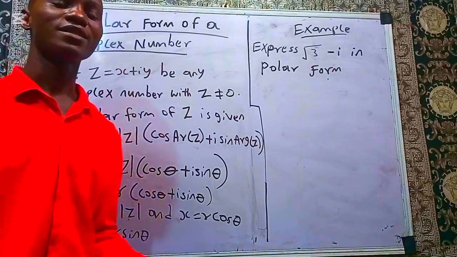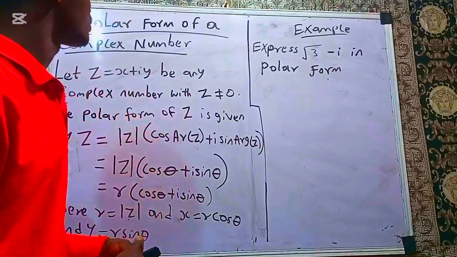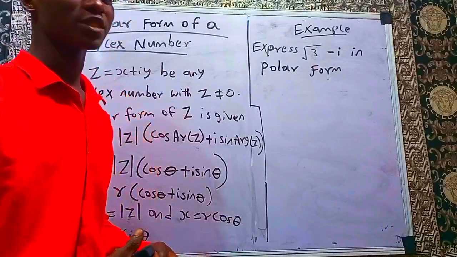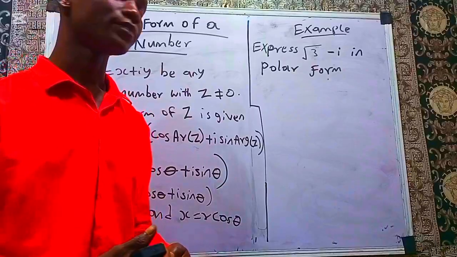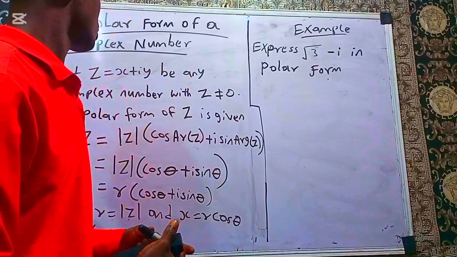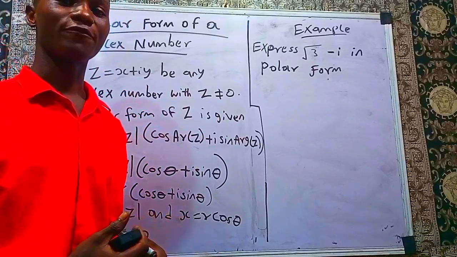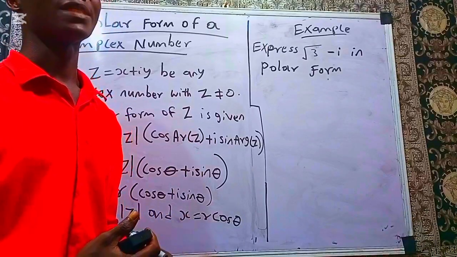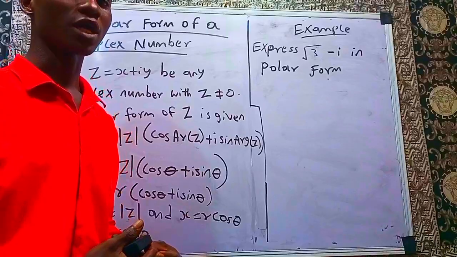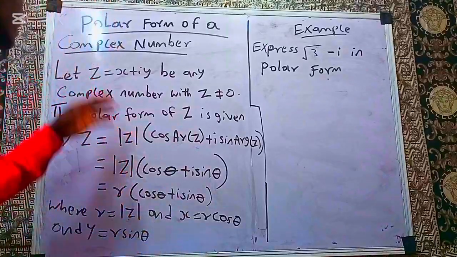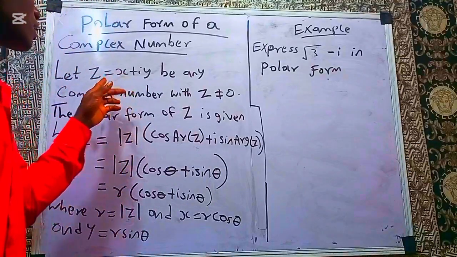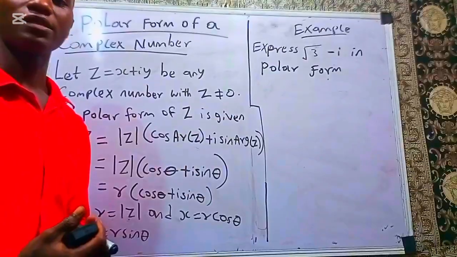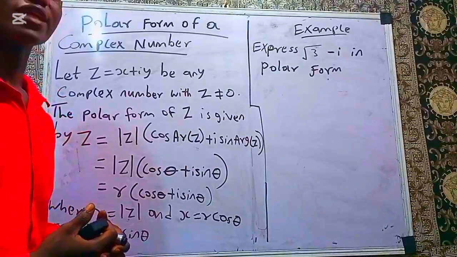This is mathematics class. In our previous video, we studied the argument of a complex number. So today we want to get the polar form of a complex number. That is, given any complex number, we can express that complex number in polar form. Now let z be a complex number, z equals x plus iy, where z is not 0.